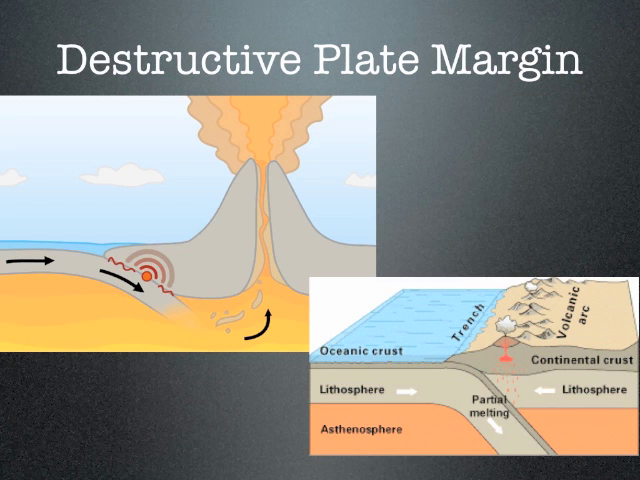A destructive plate margin is slightly more complicated. Here we have two different types of crust. We have oceanic crust and continental crust, as you can see if you look on the bottom diagram. The oceanic crust in this case is moving towards the continental crust.